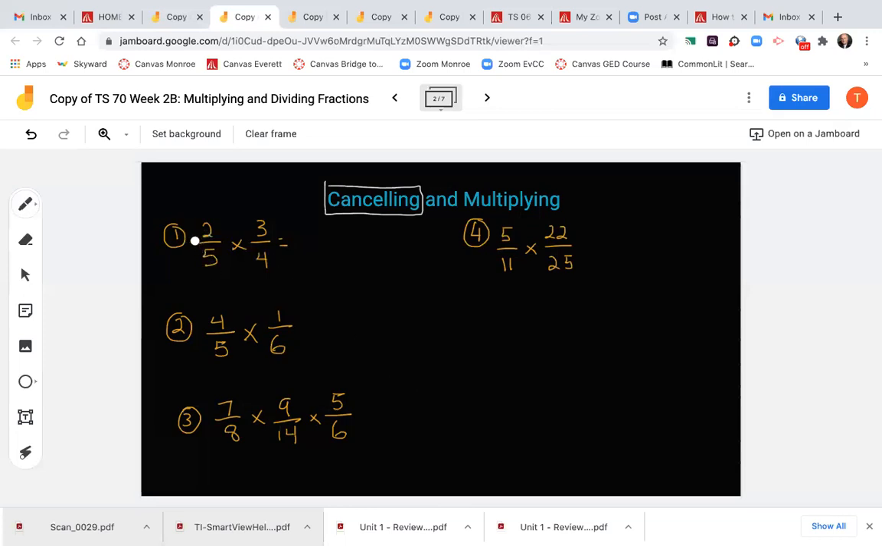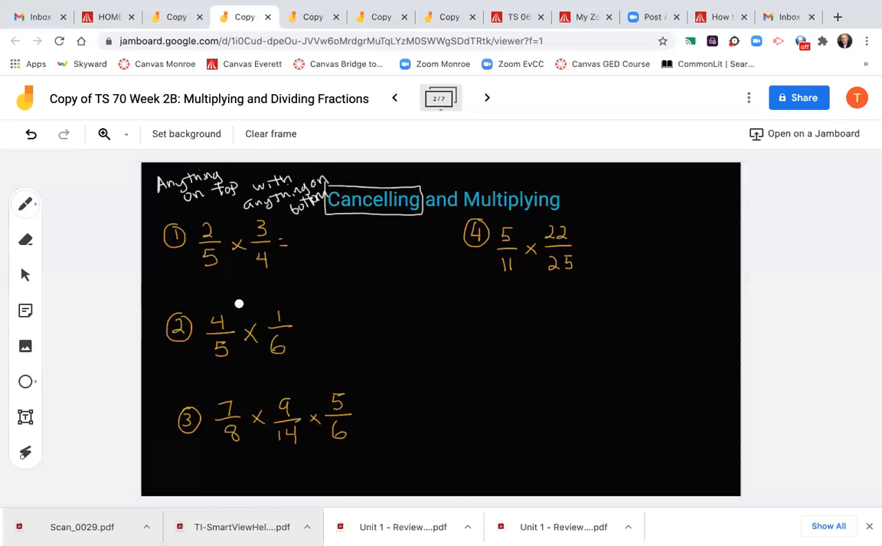You can cross cancel any number on top. I'm going to write this down. Anything on top with anything on the bottom. Okay.